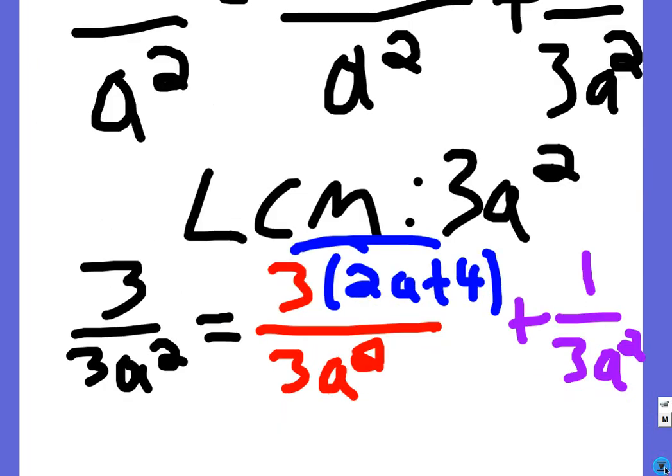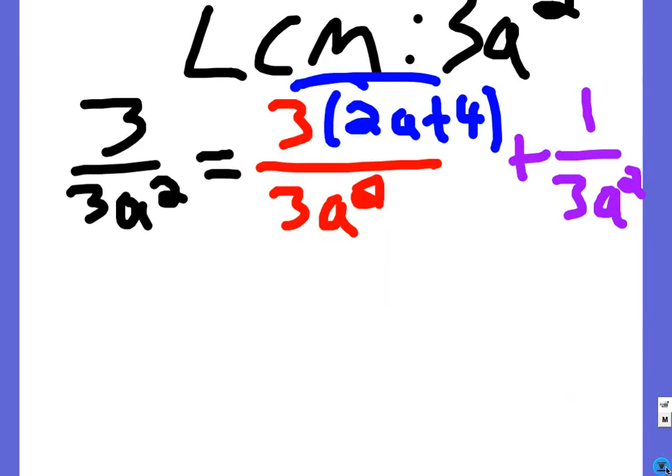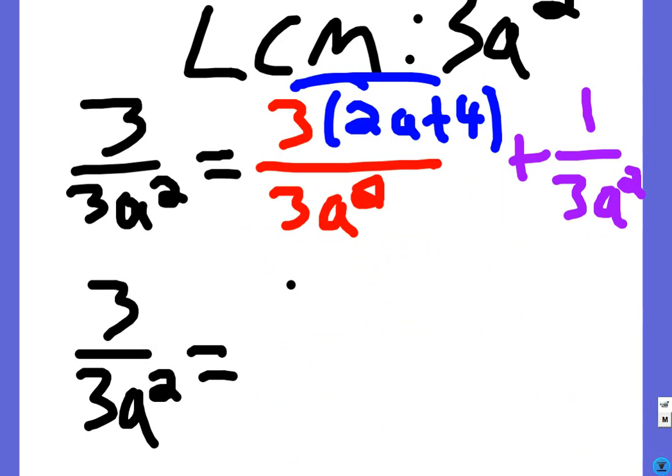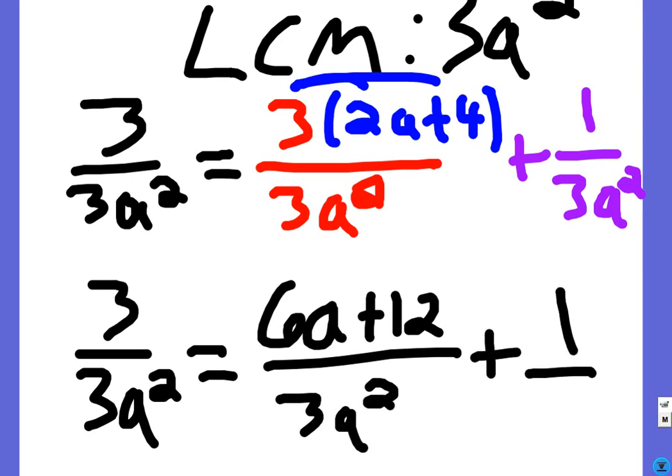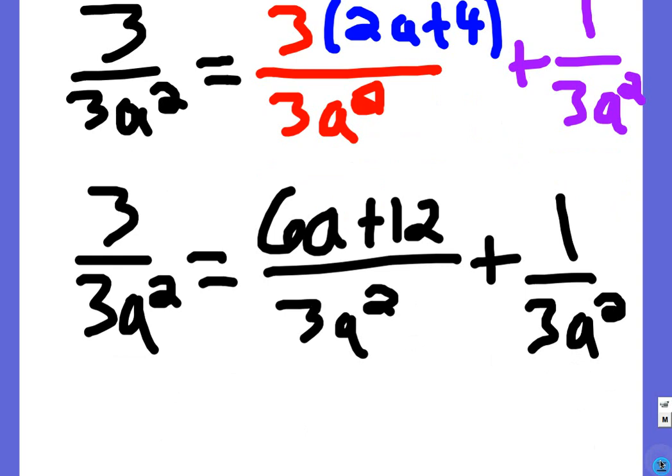Okay, so the first one I'm just going to keep 3 over 3a squared, but the second one I have to do the distributive property on the top. So it becomes 6a plus 12 over 3a squared plus 1 over 3a squared. So I'm already doing PEMDAS. I'm multiplying first, right? Now here's the shortcut.